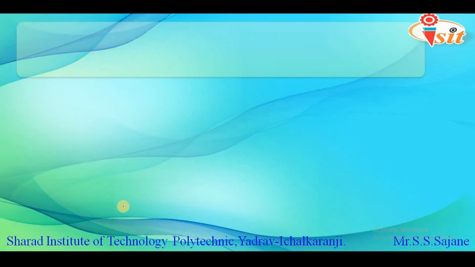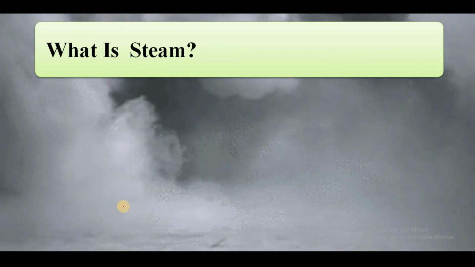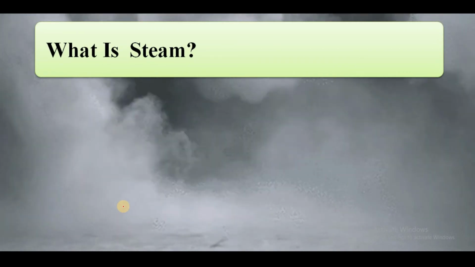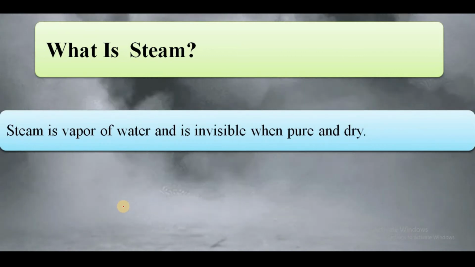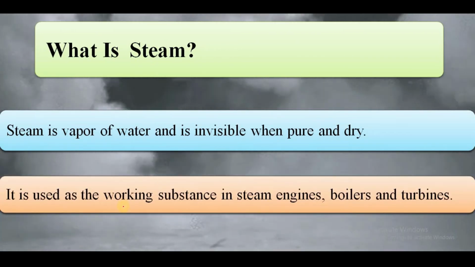So let's see what steam is. As you have already seen how steam looks, now we will see what it is. Steam is the vapor of water and is invisible when pure and dry. It is used as a working substance in steam engines, boilers and turbines. Also, in the background you can see how the steam looks.